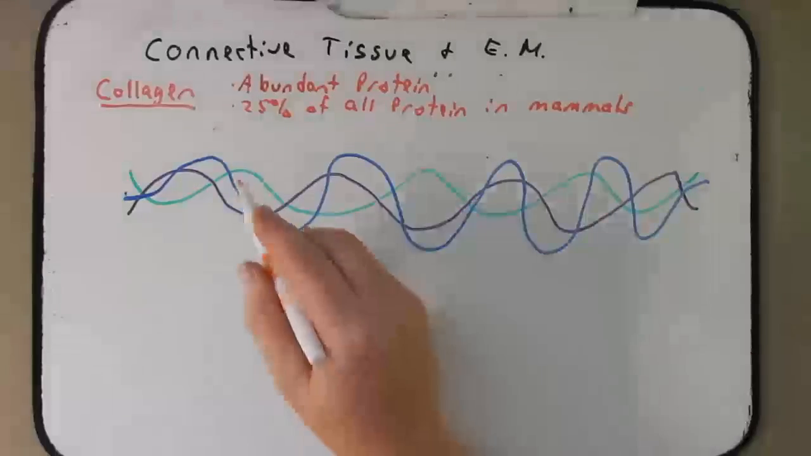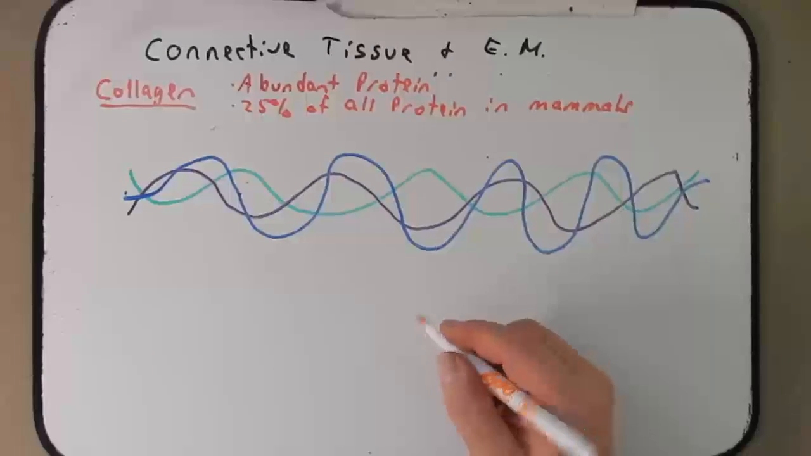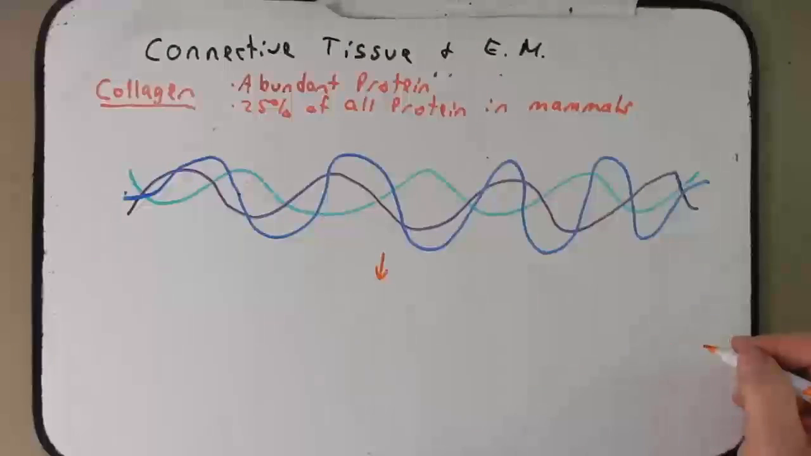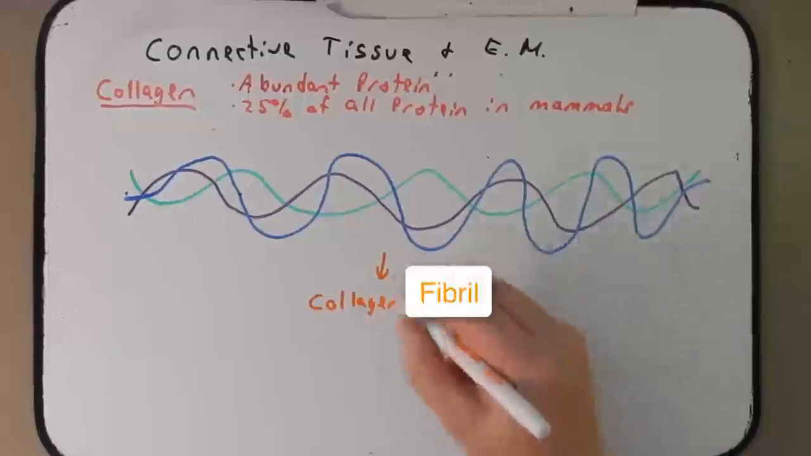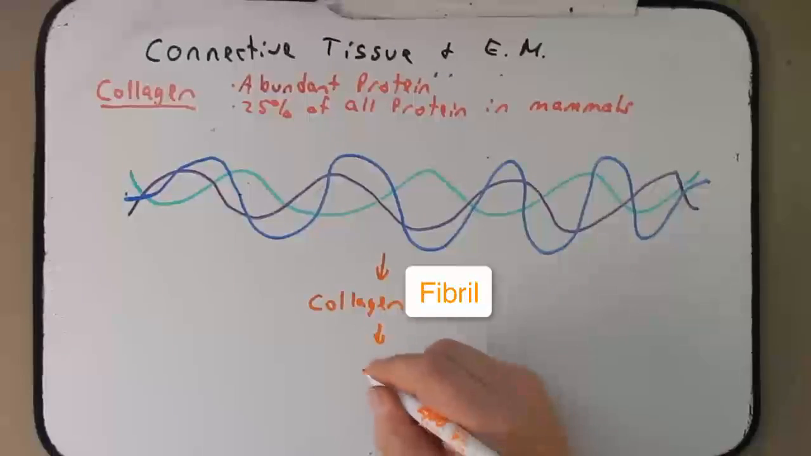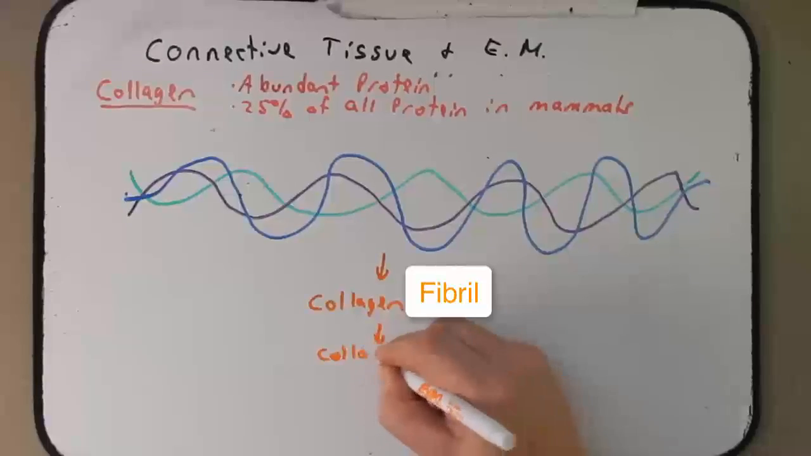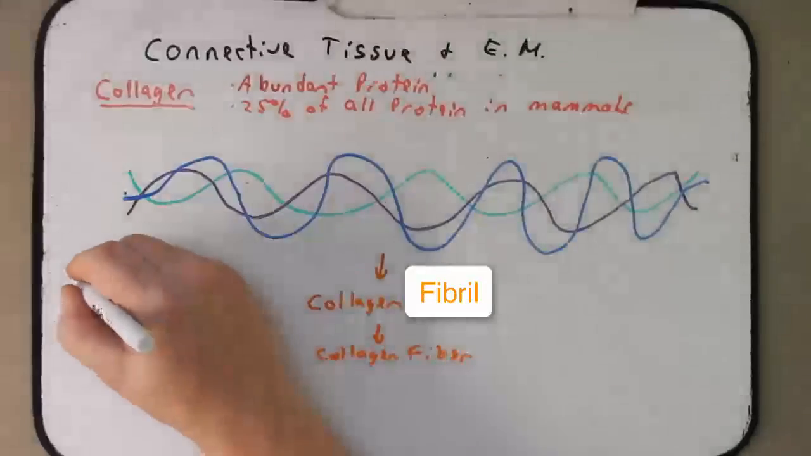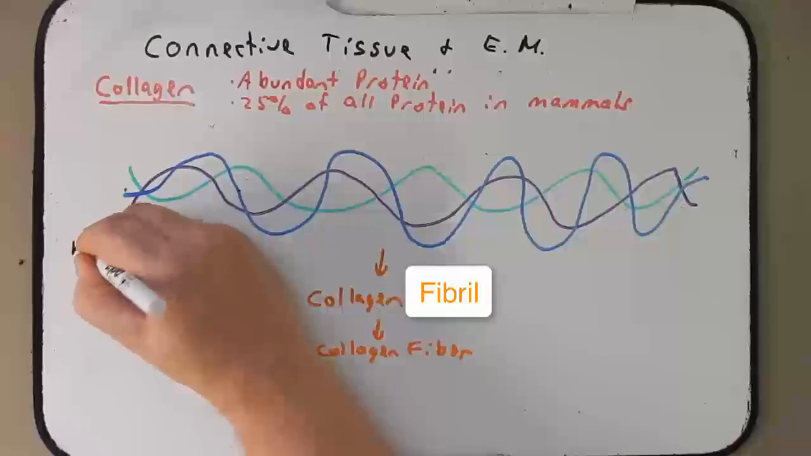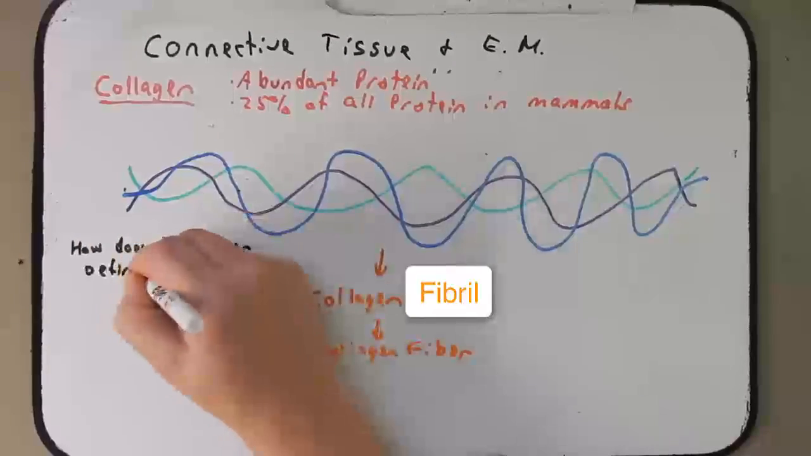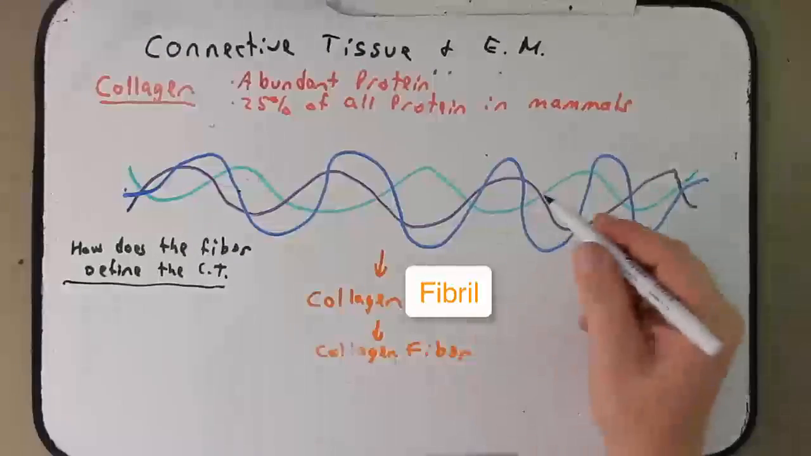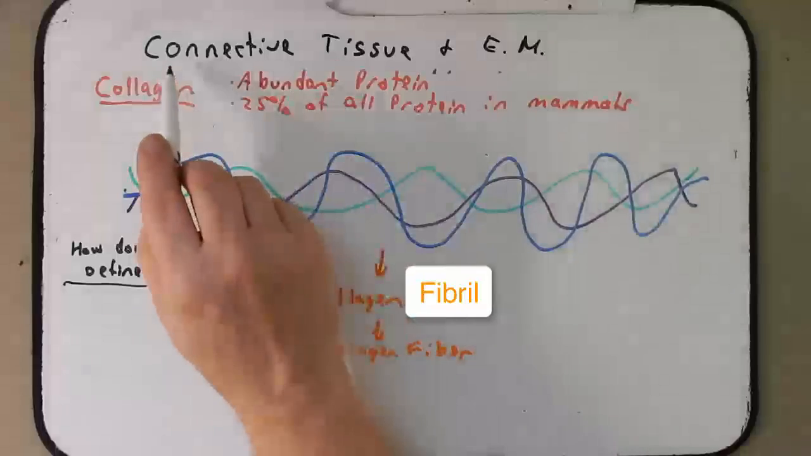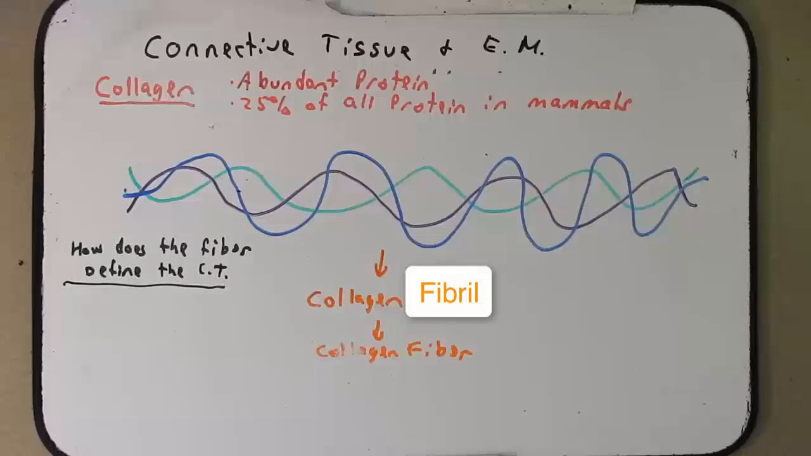This triple helix can then combine with other triple helices of collagen to form a larger structure called the collagen fiber. Several collagen fibers can come together to form the collagen fiber. Now that we formed the fiber, how does the fiber define the connective tissue? Meaning, how are we going to use these different fibers to create the various different kinds of connective tissues we see? Bone, cartilage, tendons, they're all very different.